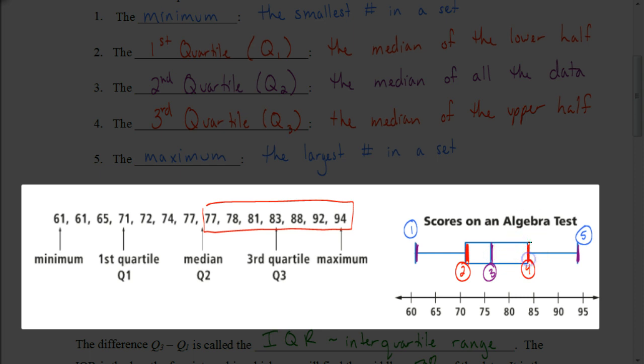Now it's called a box plot. So what we do is we create a box using our Q1, Q2, and Q3. And then connect that box to our maximum and minimum values. So that shows our spread of data here.